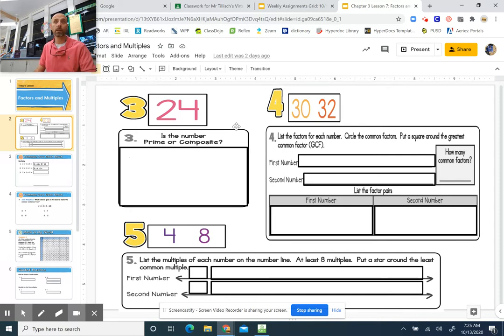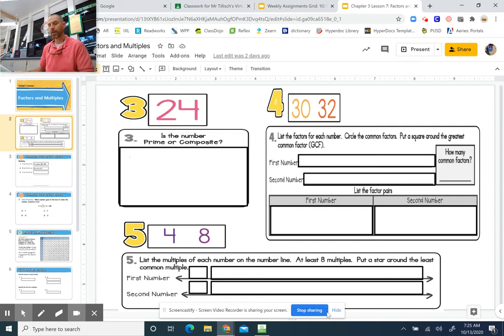Number 4, you're looking at factors to find something that you're going to need when you're working with fractions. Okay. And number 5 is you're looking for multiples for a strategy when also working with fractions. So what we're doing here is we're preparing you for how to operate with fractions. So factors and multiples are going to be really important for you.